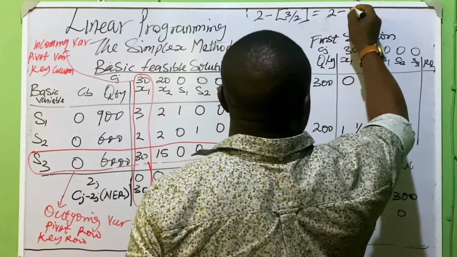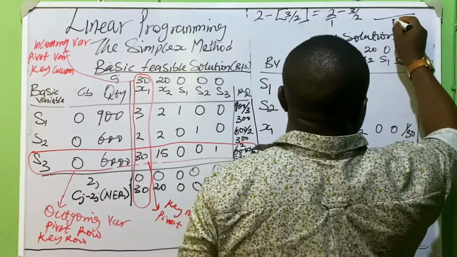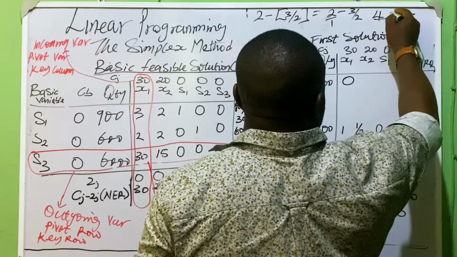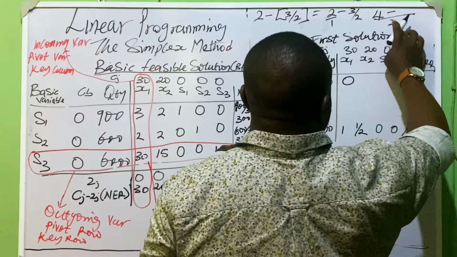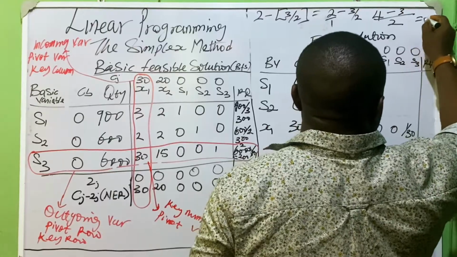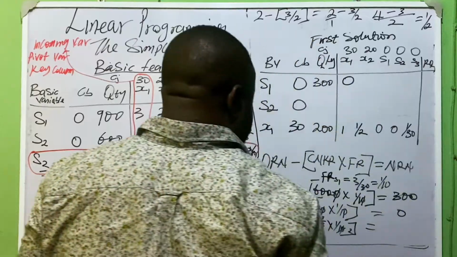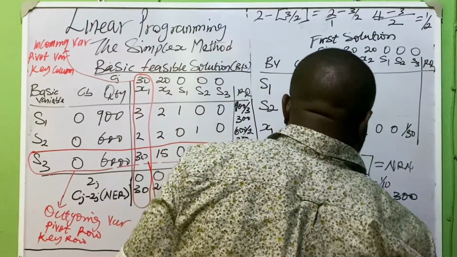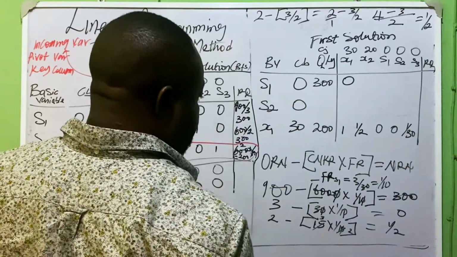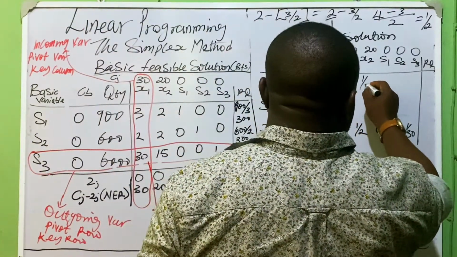So 2/1 minus 3/2. Take the LCM to be 2. 2 times 2 is 4, and 1 times 3 is 3, so we have 4 minus 3 over 2, which is 1/2. So we have transformed this; it is going to be 1/2.